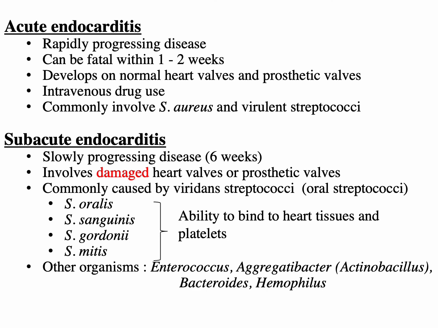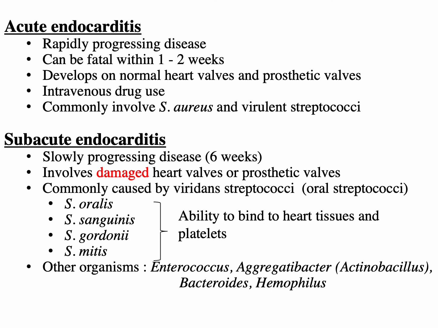These four organisms are very common on dental plaque, so they are considered relatively harmless organisms. They are part of the normal microbiota found in the oral cavity. But these organisms have been shown to have the ability to bind to heart tissue and platelets, and in clinical cases they have been isolated from the vegetation of people who have subacute endocarditis.